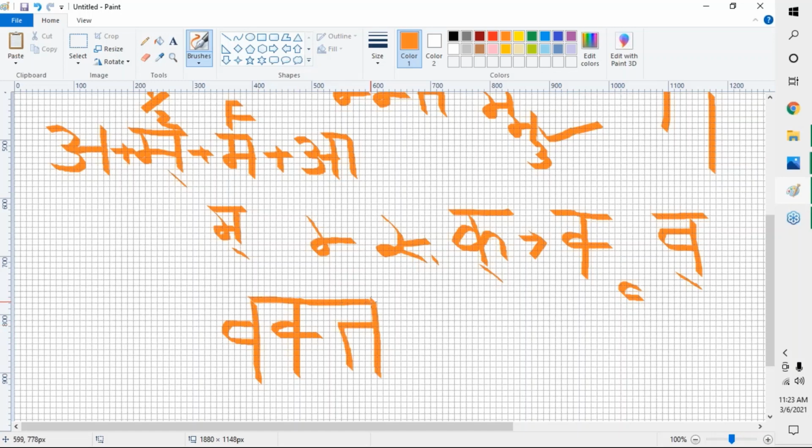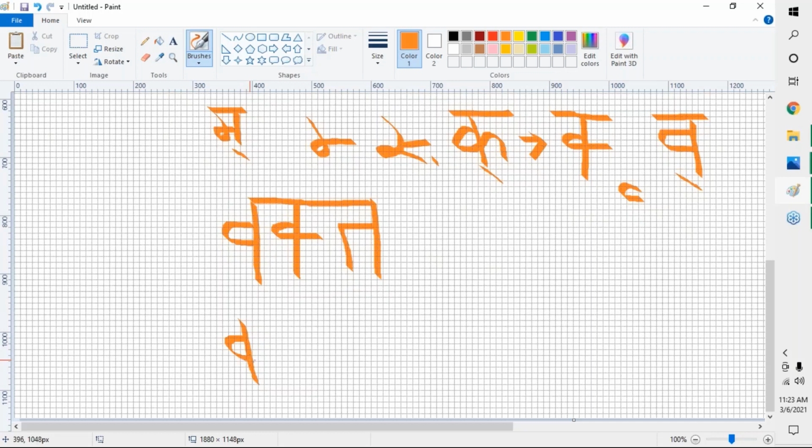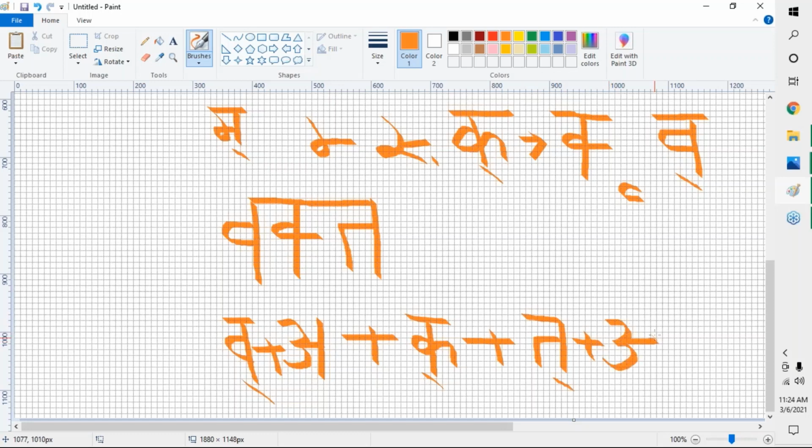So if I have to do this, it is like this: v plus a, which becomes va, plus k, because it is half, plus t, plus a, which is ta. So a is always present in all the vowels.